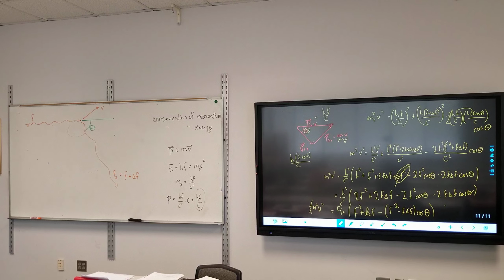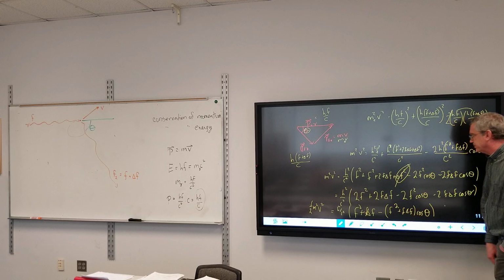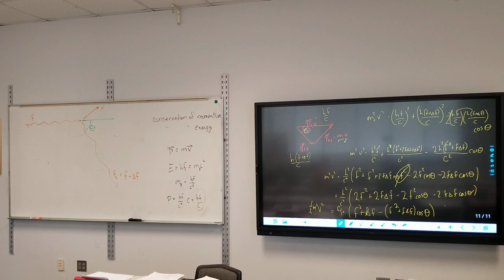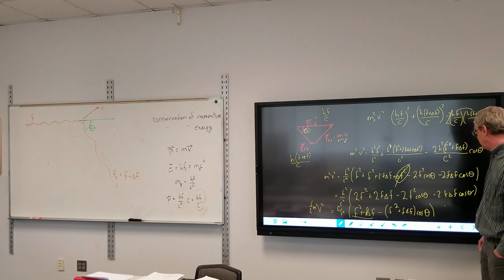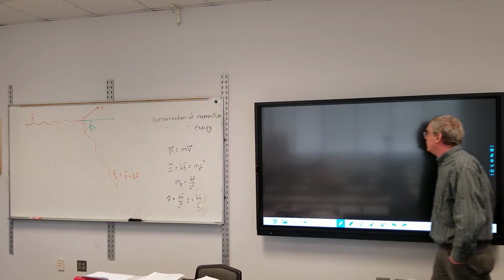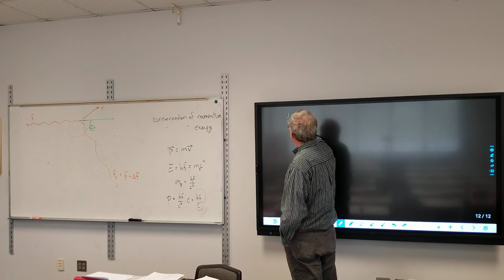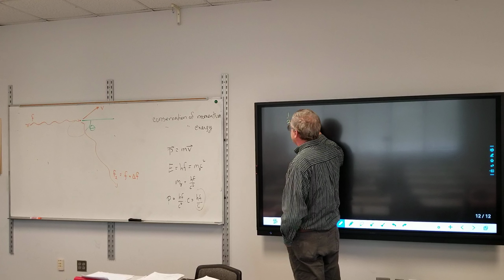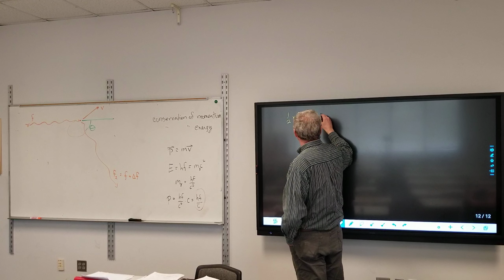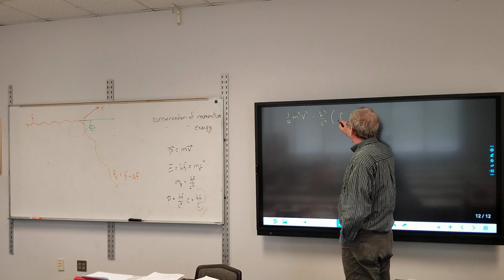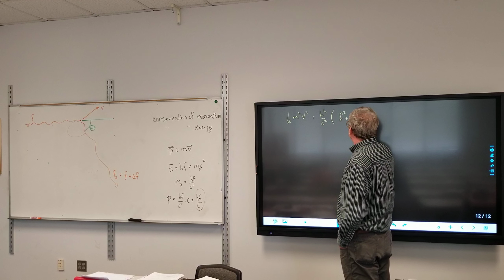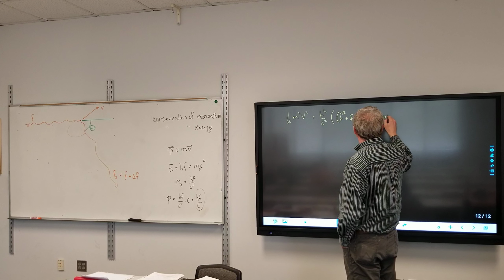And I can factor it one more time. That should be a plus sign right there. I can now factor f squared plus f delta f from this and from this. And I'm left with 1/2 mass of the electron squared times the speed after the collision squared is equal to h squared over c squared times f squared plus f delta f, 1 minus cosine of theta.